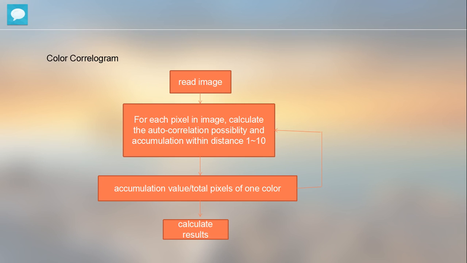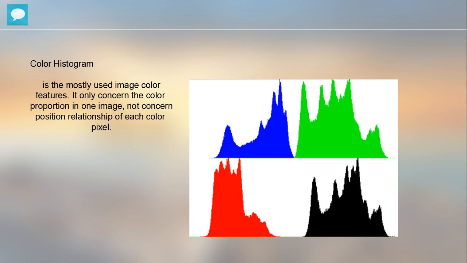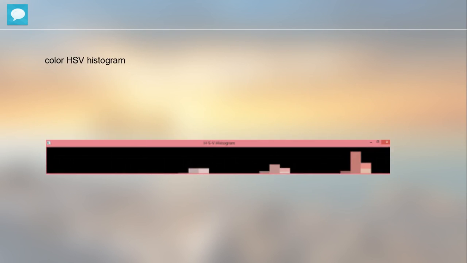Here are the three features which can be quantified. And here are some other features, some other color histograms I already showed you. This is RGB, here is the HSV, and here is a gray histogram.